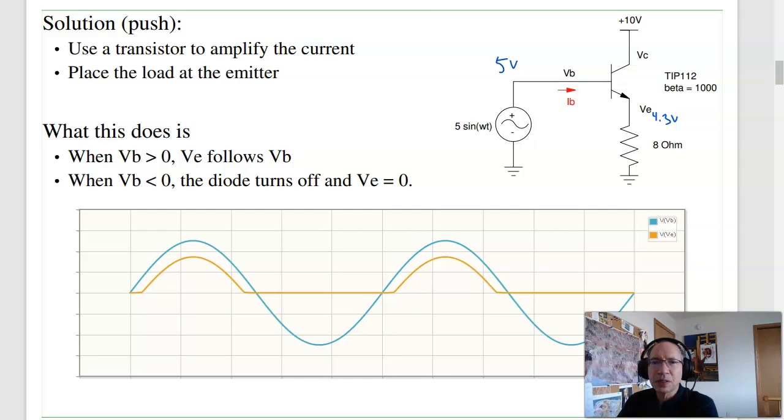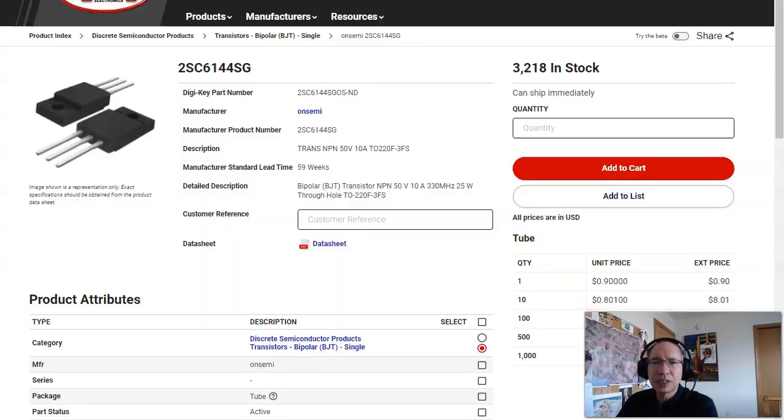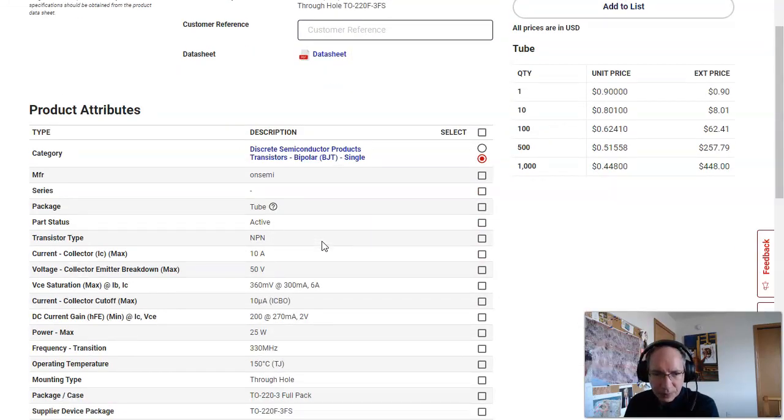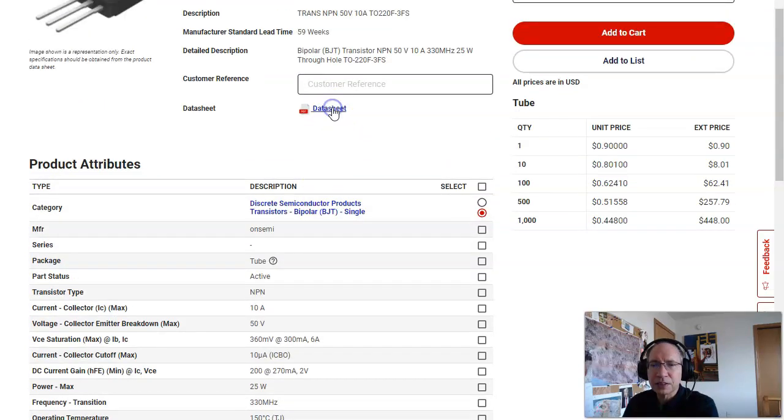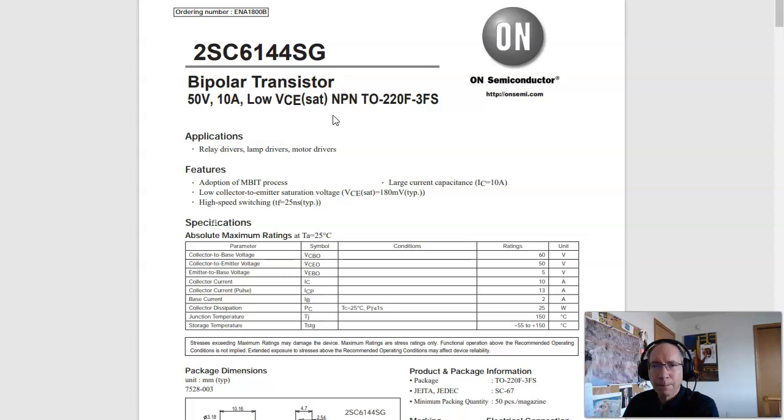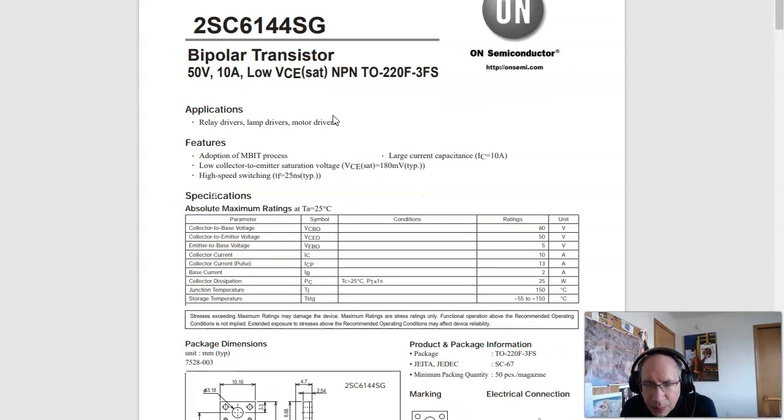If I go to DigiKey and look at the 6144, here's one of the transistors that we're using in lab. If you look at the voltage, let's see, is it in here? Oh, data sheets. Time passes. So here's the data sheet. What I'm looking for is the voltage base to emitter.